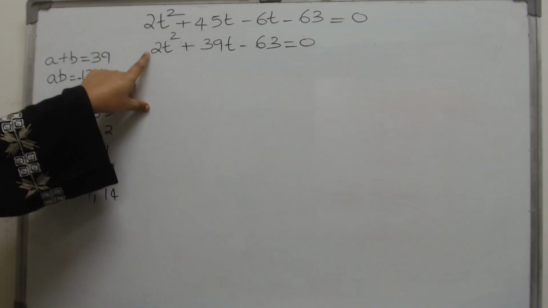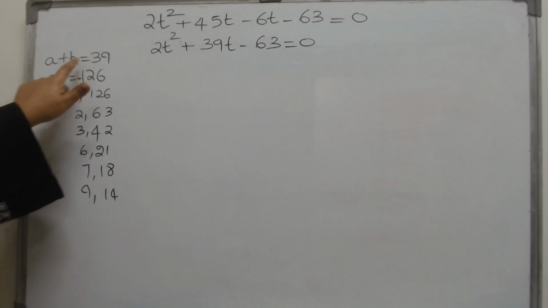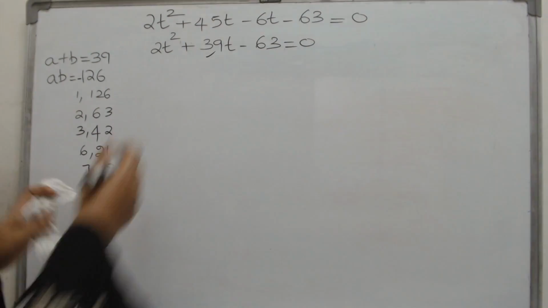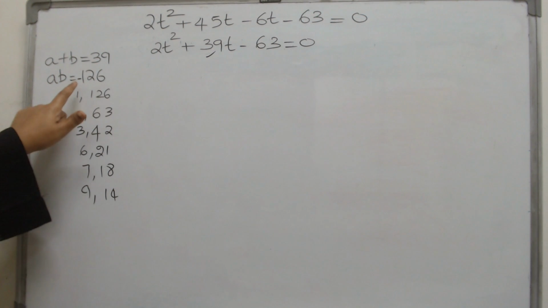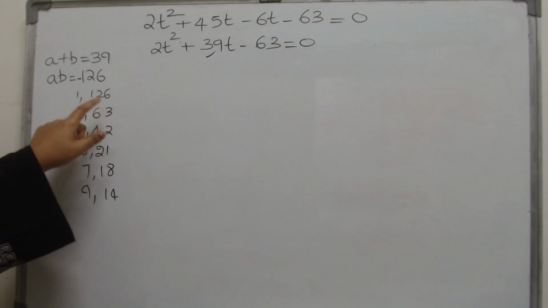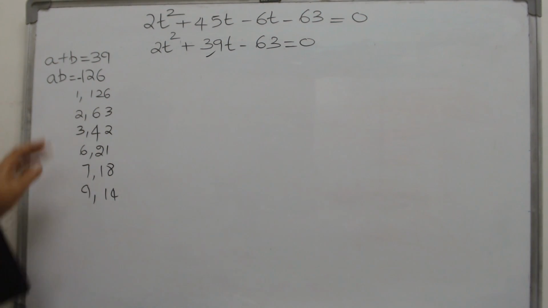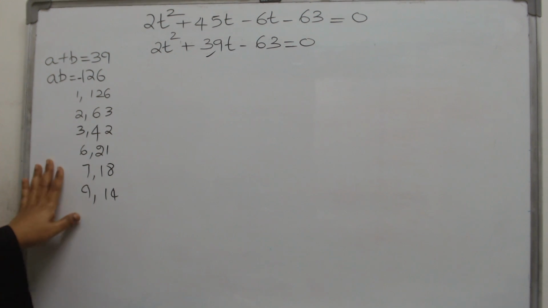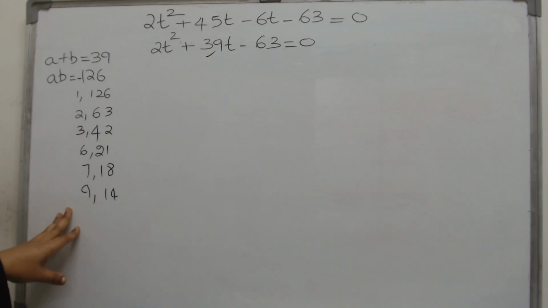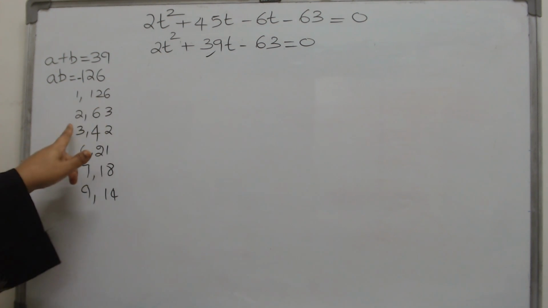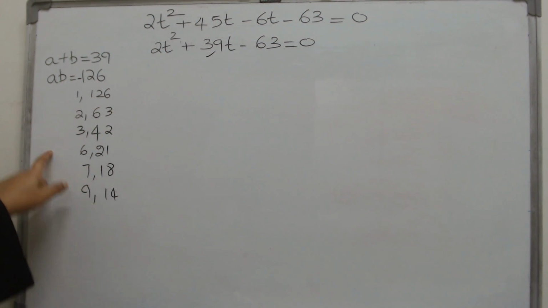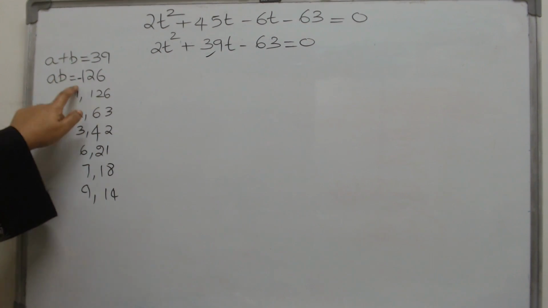We need two numbers such that their sum is 39 and their product is 2 into minus 63, which is minus 126. Now forget the minus. Look at all the possible combinations. I have written down a few here. You don't have to go that far. Just whatever number you have, try subtracting them. You have a minus here.